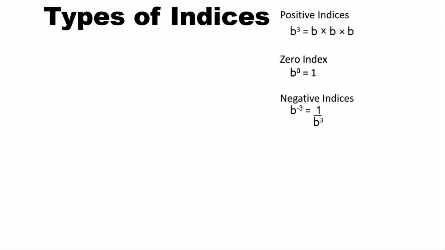Then, of course, there's the 0 index. Any base with a power of 0 will always have a value of 1. A lot of people get this confused and think the value is 0, so please don't make that mistake.